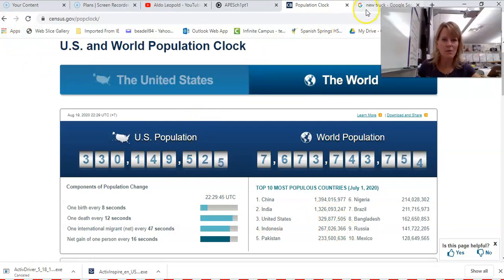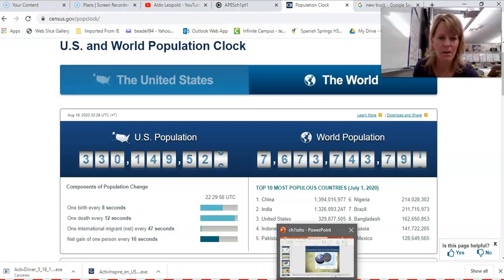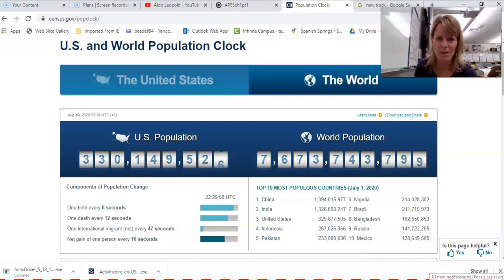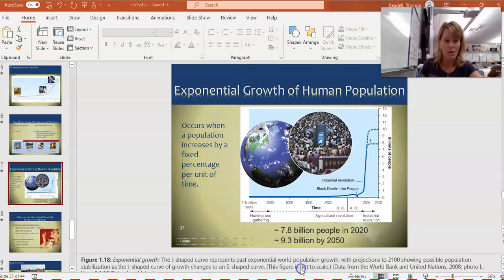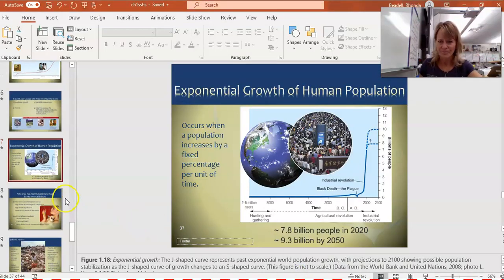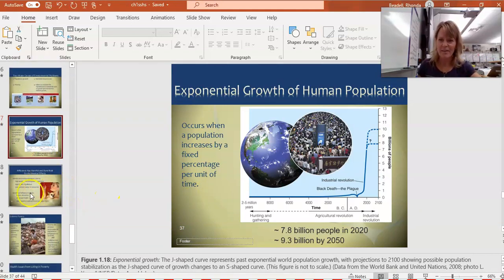Please write those down. You do need to have an idea. It doesn't have to be like the 1.39, but you need to have that 1.3 memorized, that 330 memorized. And then you also need to know the world population of 7.6, 7.7, 7.8 billion. Just right in there. That will definitely change, but have an idea of what the overall world population is. It changes every year that I teach this, so it's kind of fun.